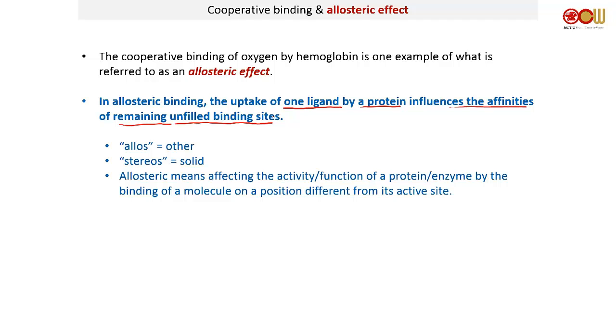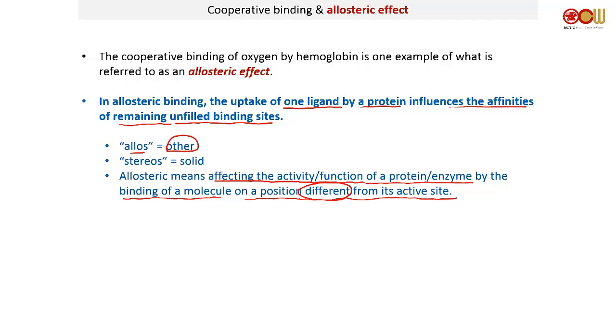So this is the description for hemoglobin. If molecular oxygen is bound on a hemoglobin, then it's going to increase the affinity of hemoglobin to bind more oxygen. A couple of things to help you remember: allosteric, allo means other, stereos meaning solid. So allosteric means affecting the activity or function of a protein or enzyme by the binding of a molecule on a position different from its active site.